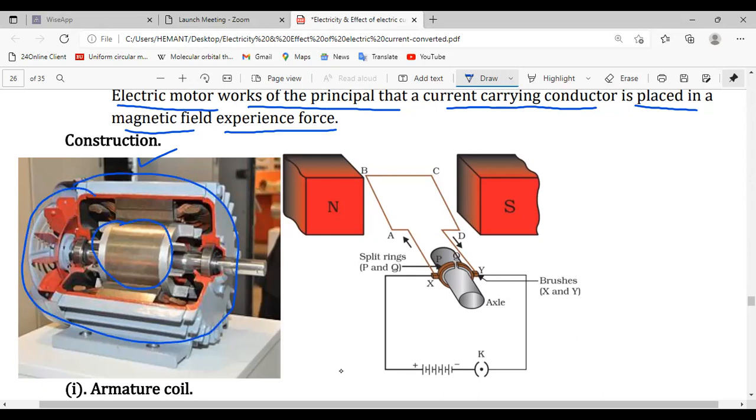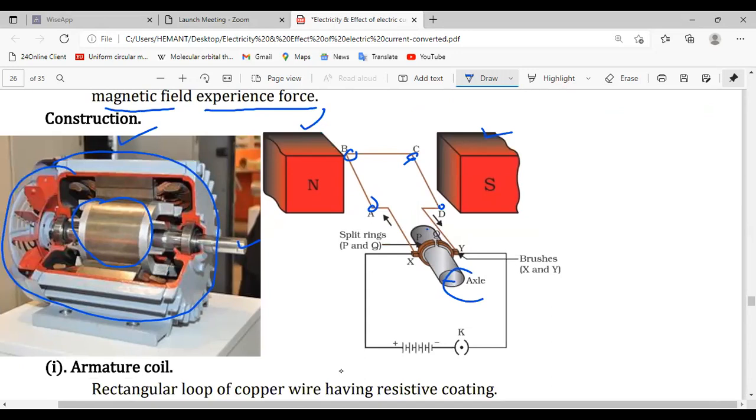In the construction, here we have the north pole of the magnet, here the south pole, and here A, B, C and D is the armature coil. This is the axle. And this is the split ring. That split ring is just fitted over the axle, and here we have the carbon brushes.